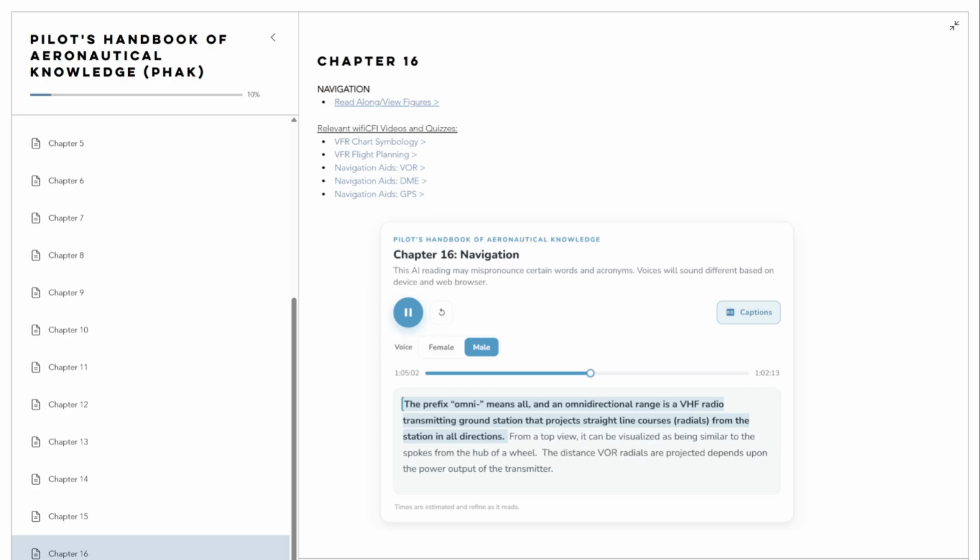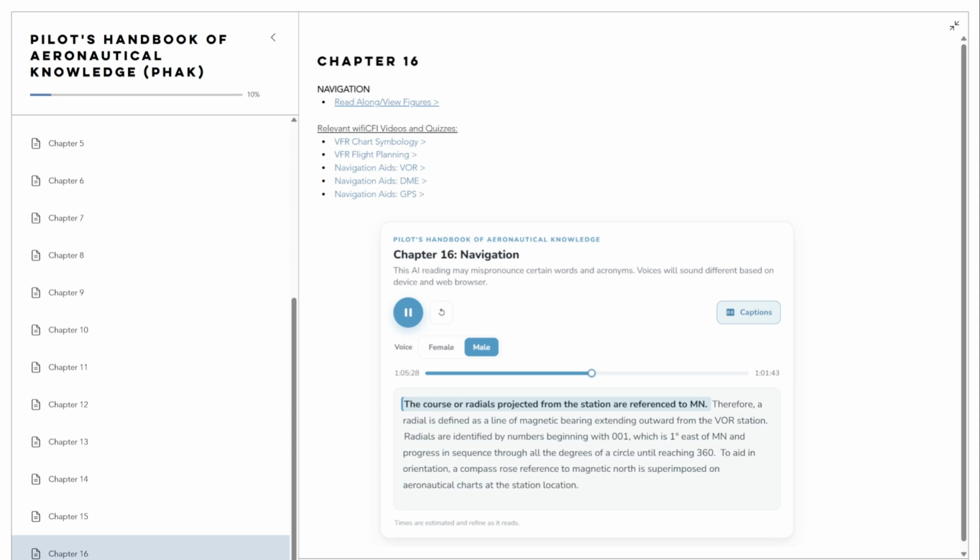The prefix, omni, means all, and an omnidirectional range is a VHF radio transmitting ground station that projects straight-line courses, radials, from the station in all directions. From a top view, it can be visualized as being similar to the spokes from the hub of a wheel. The distance VOR radials are projected depends upon the power output of the transmitter.